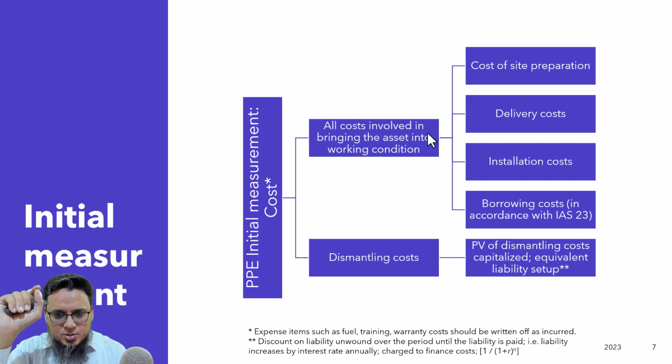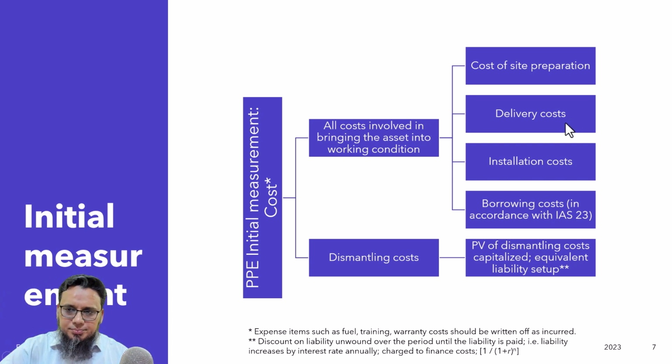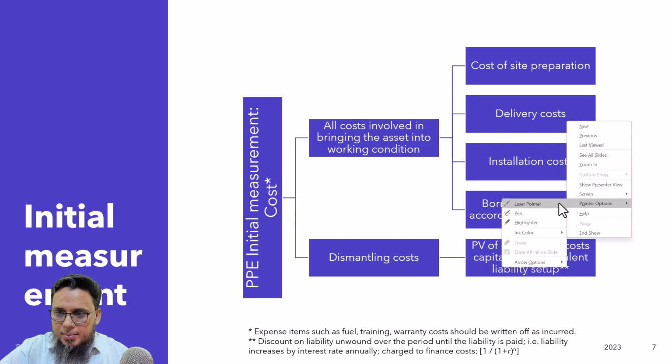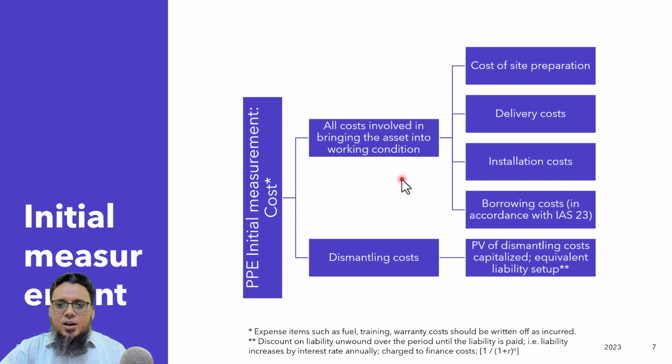Now, there's an asterisk on cost here. Okay, so cost: expense items such as fuel or training, warranty cost should be written off as incurred, so they're not included in cost. But what is included in cost?